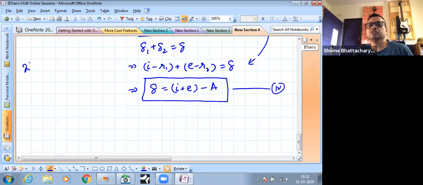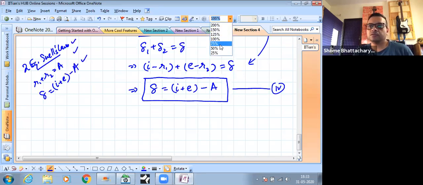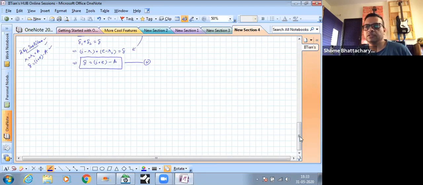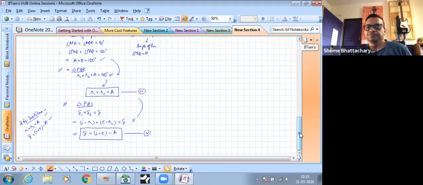So we get two equations from Snell's law that you don't need to memorize, you just understand. The third equation you get is R1 plus R2 is equal to E, and the final equation is delta is equal to I plus E minus A. So these are the four equations that we use to solve any numerical problem involving deviation due to a prism. Just note this part down here, and then I'll take you back to the diagram so that you can understand it once again.